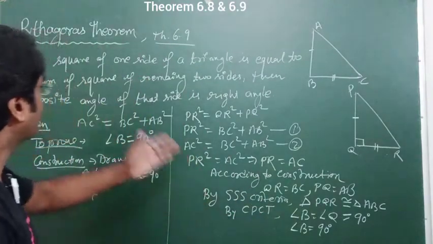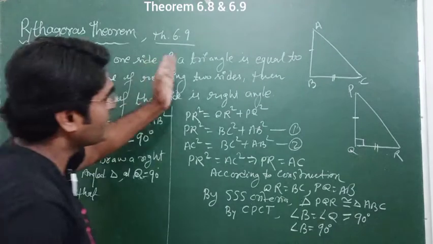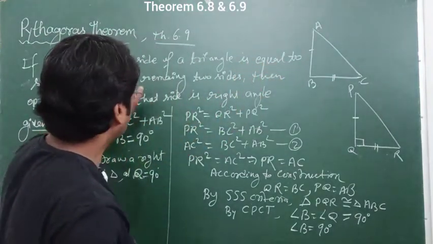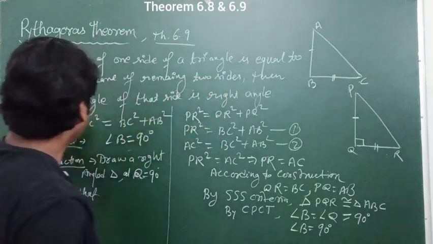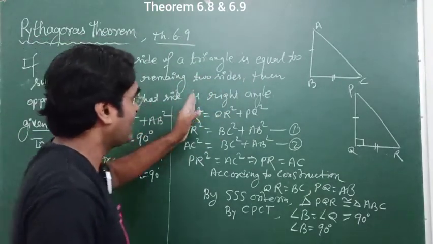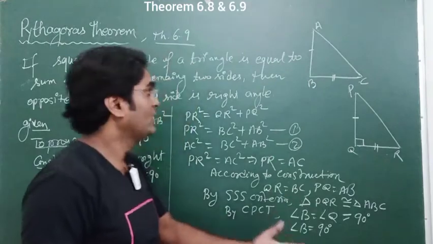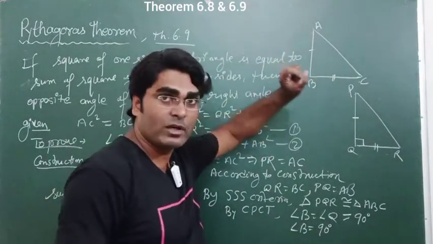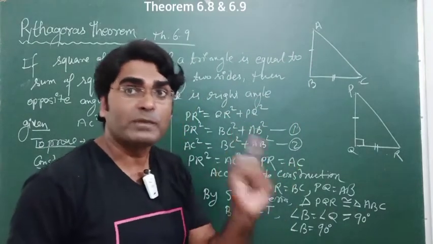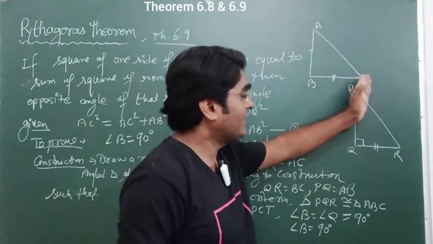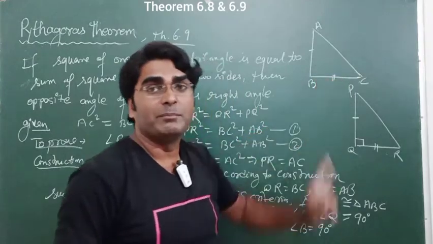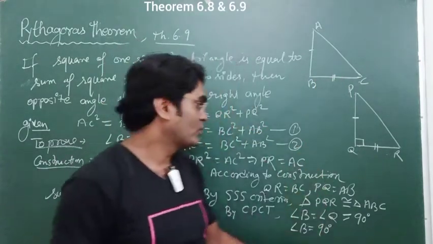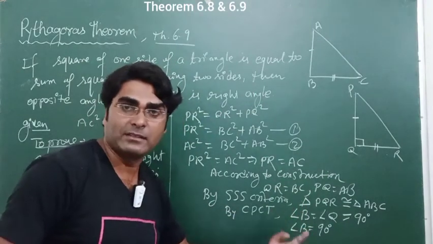So what was this theorem? If the square of one side of a triangle is equal to the sum of the squares of the remaining two sides, then the angle opposite to that side is a right angle. It is given that AC square is equal to BC square plus AB square. So you needed to prove that the angle opposite to AC, that is B, is 90 degrees. B is a right angle. So you just proved it.